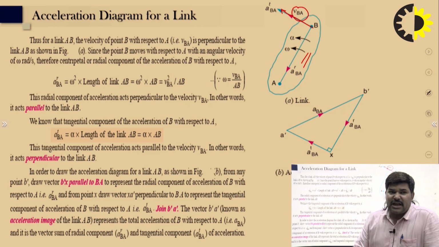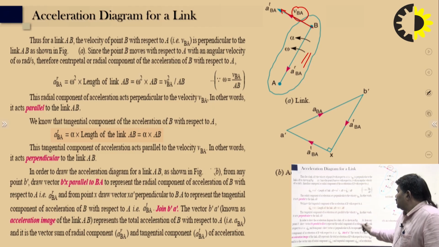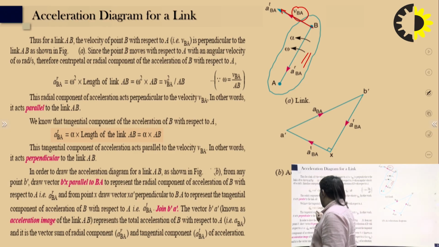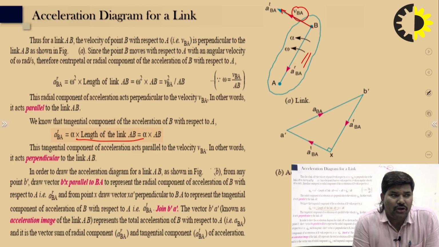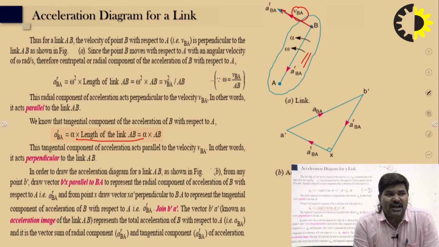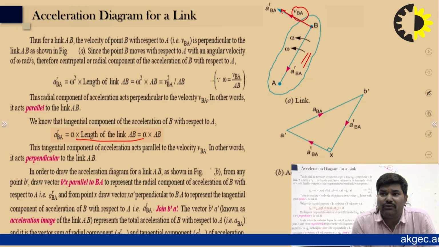Second, the tangential component of the acceleration of B with respect to A, represented as a^t_BA, is alpha into the length of link AB. The tangential component of acceleration acts parallel to the velocity of B with respect to A, or we can say it acts perpendicular to link AB.